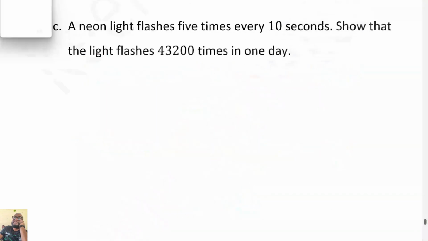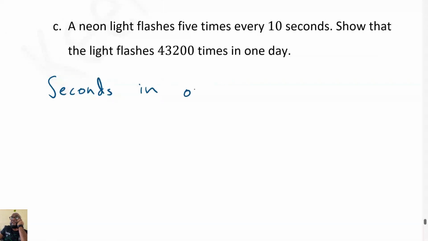Next question. Neon lights flash 5 times every 10 seconds. Show that the light flashes 43,200 times in one day. So now we need to find out how many seconds are in one day. Let me start with the basics. How many seconds in a minute? How many minutes in an hour?